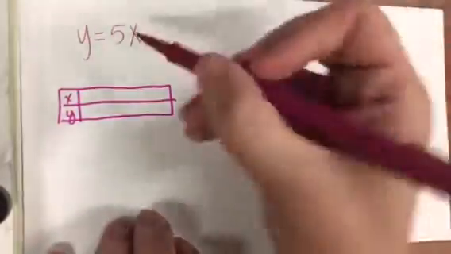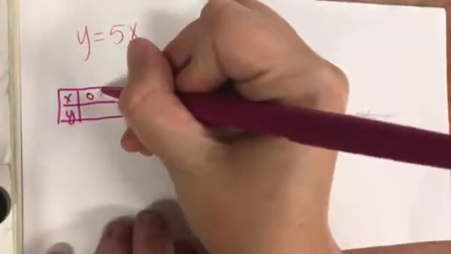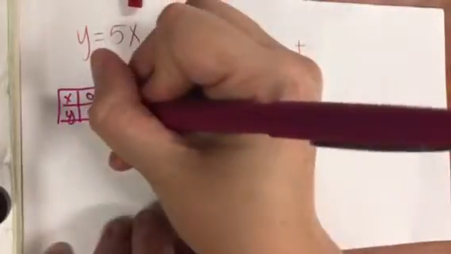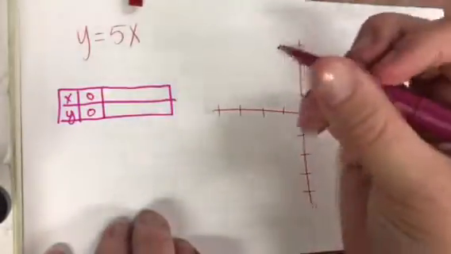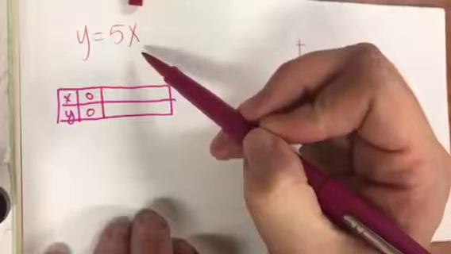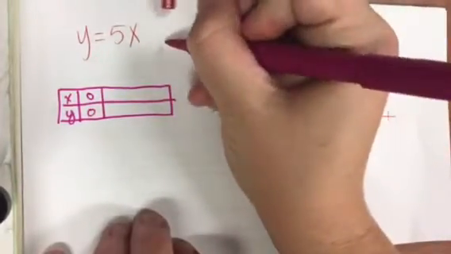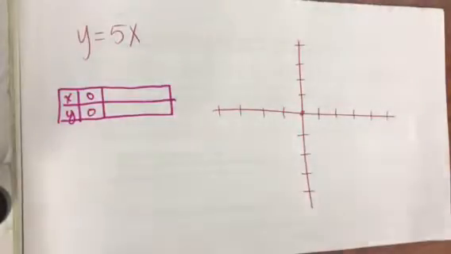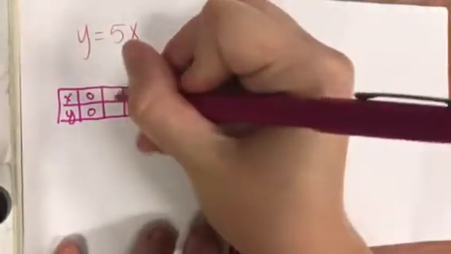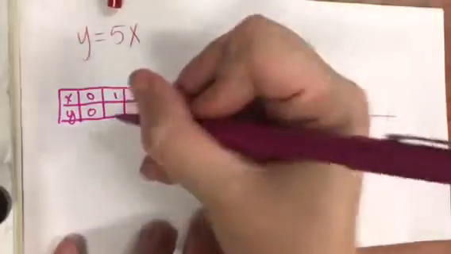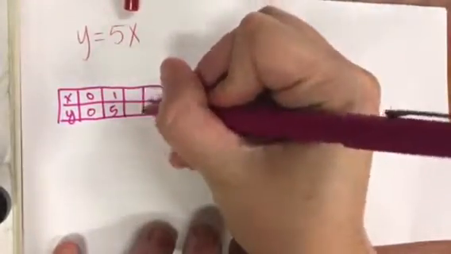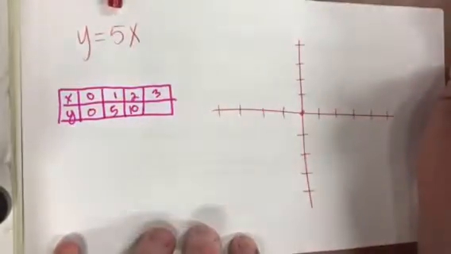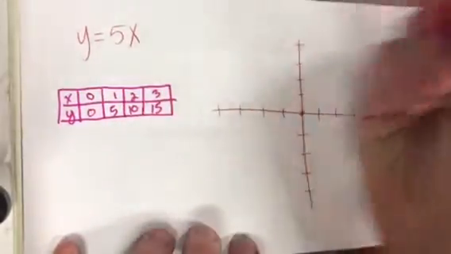So if I put in 0 for x, what is 5 times 0? 0. Oh, it is proportional. Awesome. And the reason is, looking at an equation you can know it's proportional if there is no plus or minus something here. If it's just y equals kx, boom, it's proportional. Correct. Now let's plug in 1. 1 times 5 is 5. Let's plug in 2. 2 times 5 is 10. And let's do 3. 3 times 5 is 15.